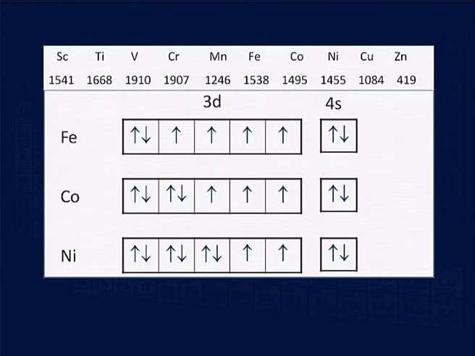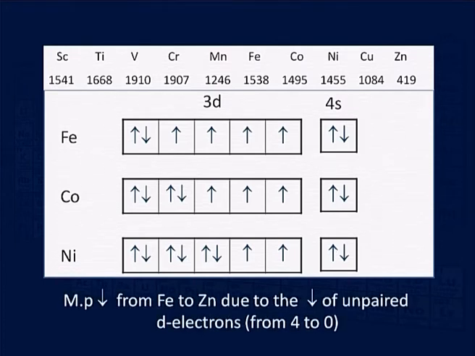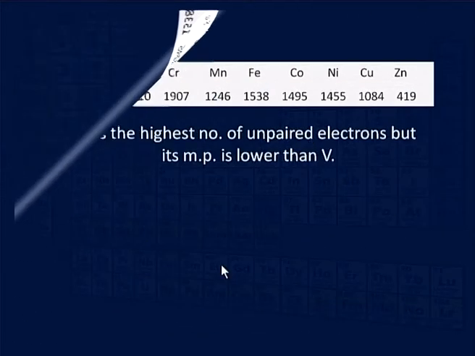However, as we move from iron to nickel, we will find there is a steady decrease in the melting point. This decrease in the melting point as we move from Fe to zinc is due to a decrease in the number of unpaired electrons. As we can see, there are 4 unpaired electrons in iron, 3 in cobalt, and only 2 in nickel, and there is no unpaired electron in zinc.